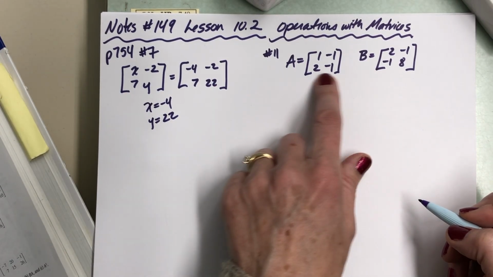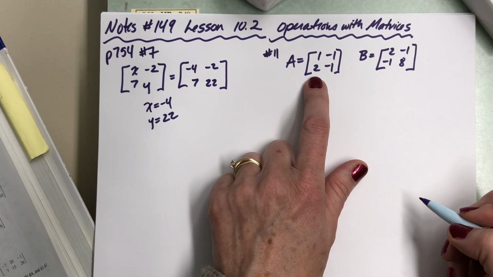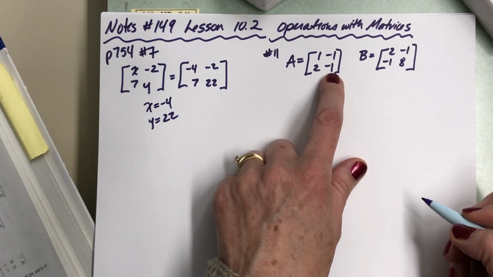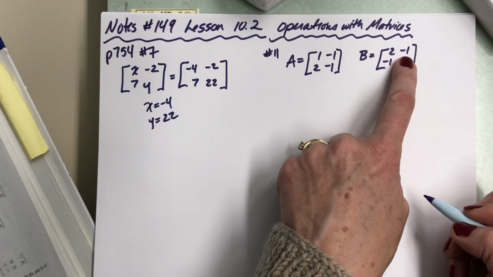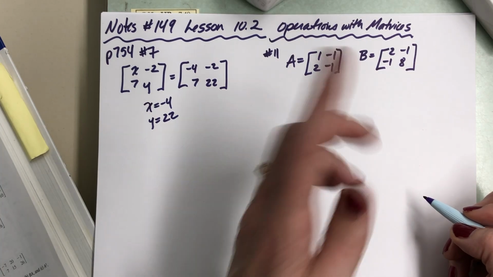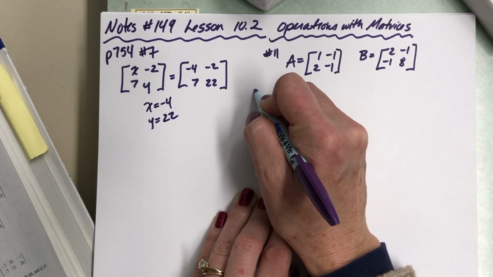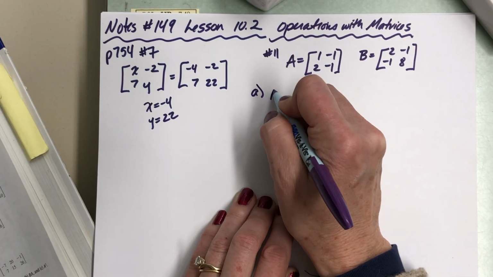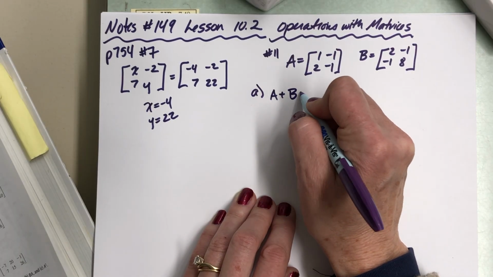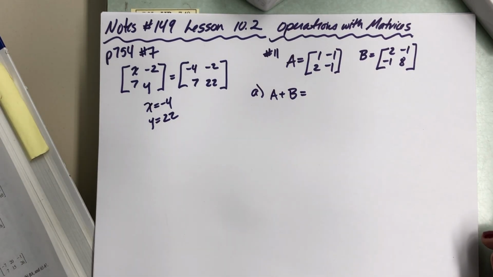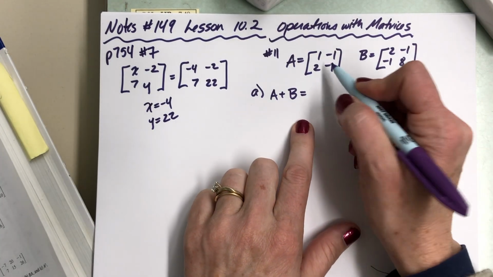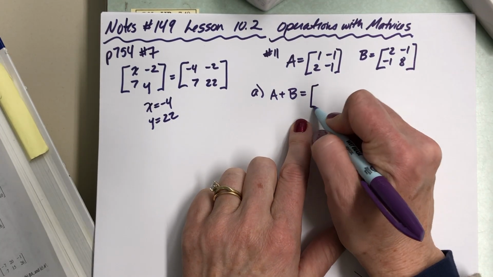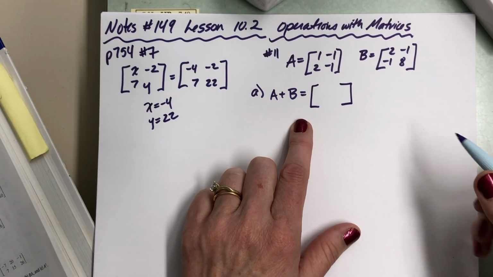They're giving you two matrices. They're giving you matrix A, which is 1, -1, 2, -1, and matrix B, which is 2, -1, -1, 8. All right, so our first job is to add these two matrices. Now I can go ahead and add them because the matrices A and B are the same size. All right, so I'm going to take all the entries that line up in the same spot and simply add them together.